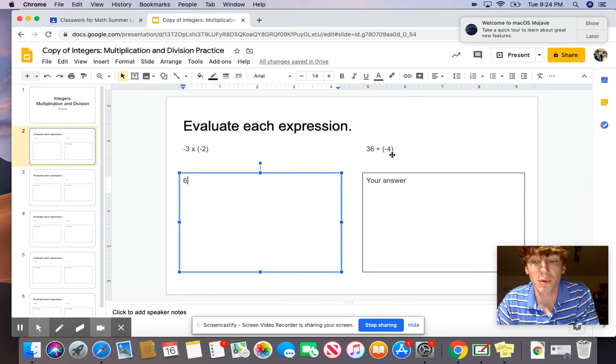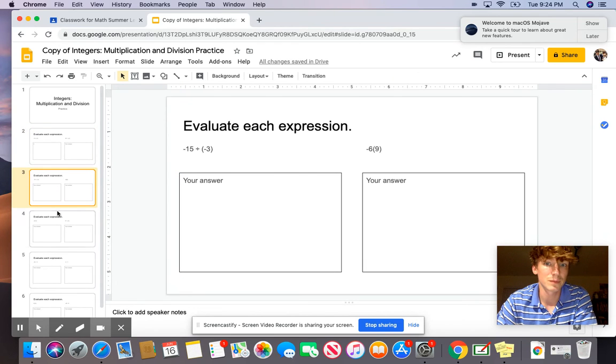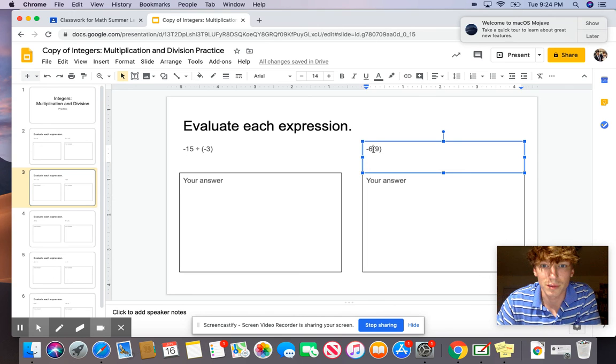36 divided by negative 4. The signs are different. It's going to be negative, right? Then just do regular division. When the numbers are right next to each other like this, it's multiplication. Okay, it's just written a little bit weirder. Unless you see a division sign in between it or one of those little slants, that's division. But if there's a number just chilling on the outside of the parentheses like that, multiplication.